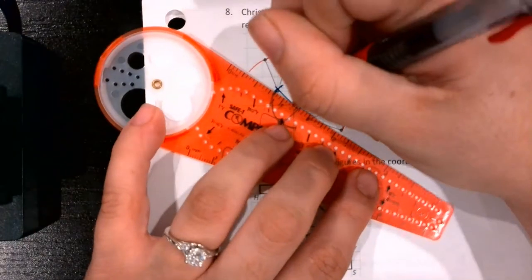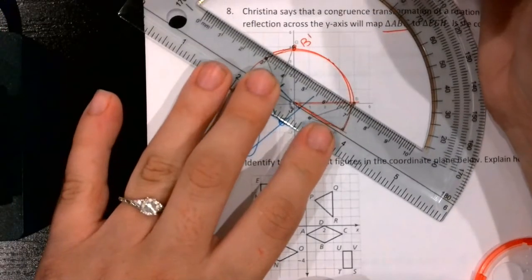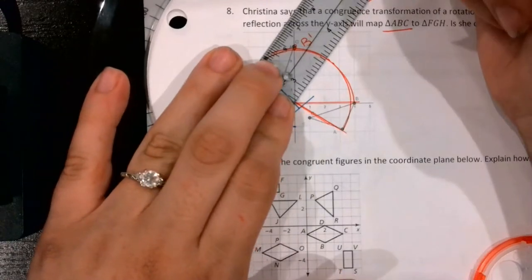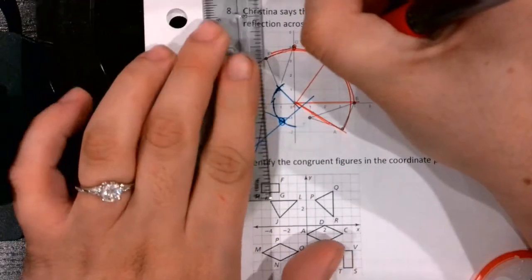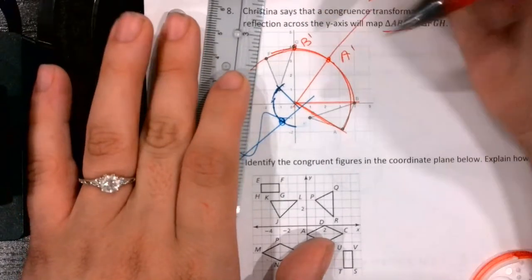Okay, draw my line. Then I use my protractor to make my 90 degree mark. And A prime would be here. If it reflected over, it would be right where F is. So she is correct.